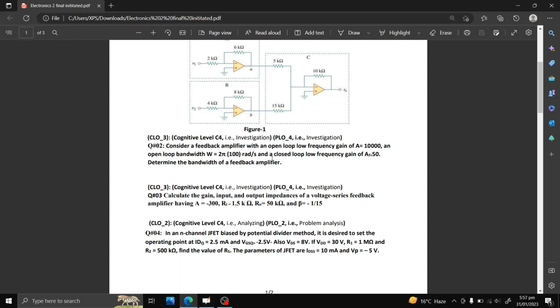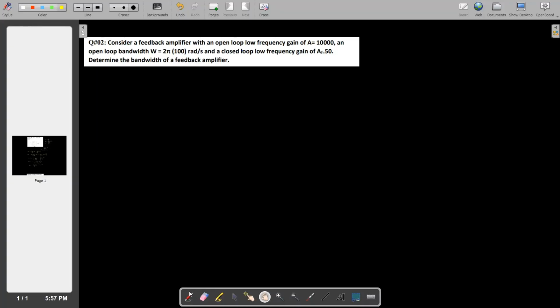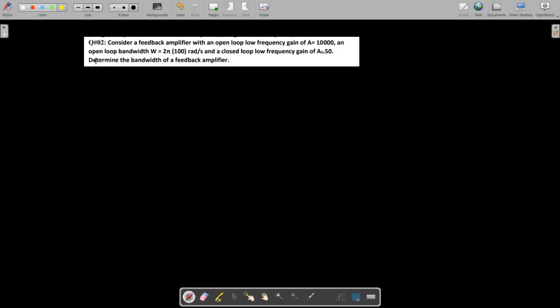Now let us solve this. Okay, so we are given the open loop low frequency gain of A is equal to 10,000. So this is basically your open loop gain. So I'm going to say that we are given that A is equal to 10,000. Fine. So we are given the gain without feedback is 10,000, and we are also given the bandwidth, which is W is equal to 2 pi 100 radian per second.